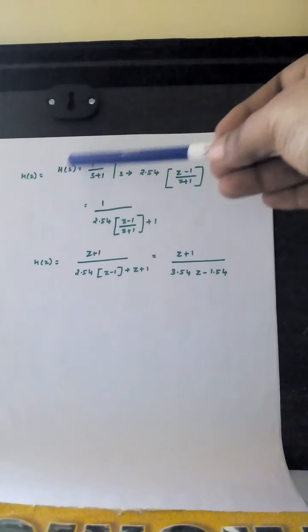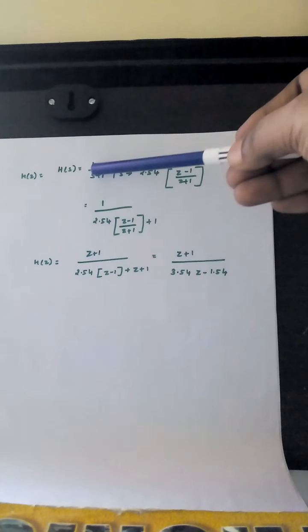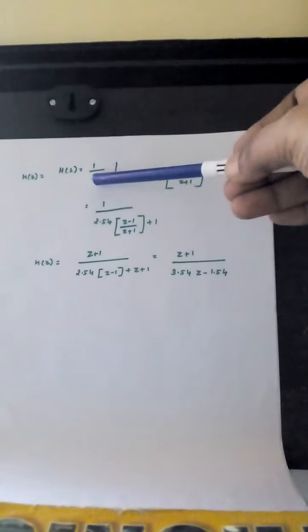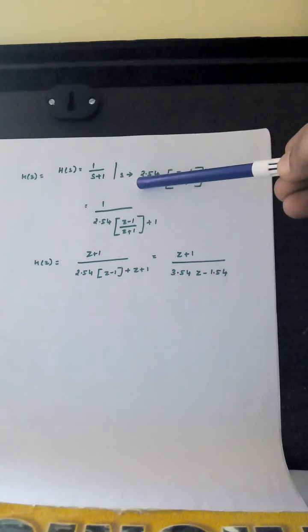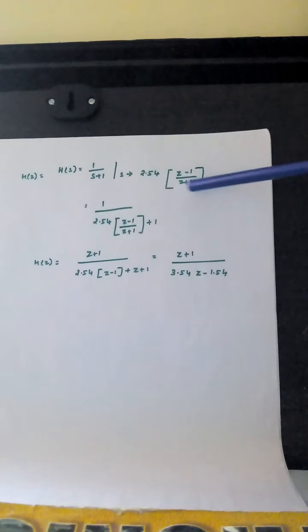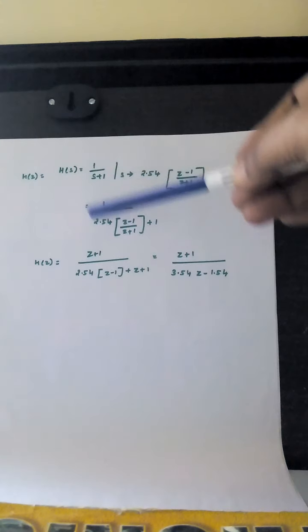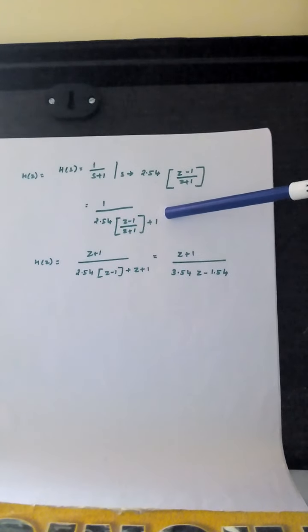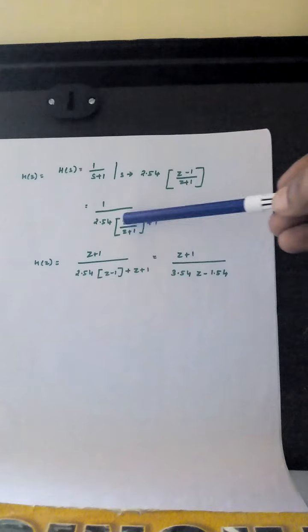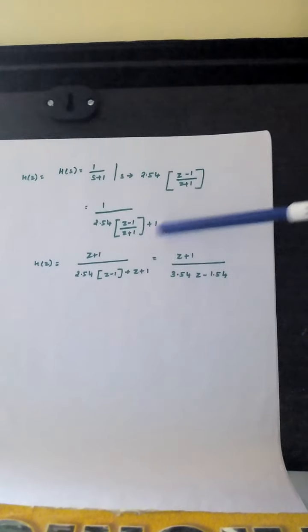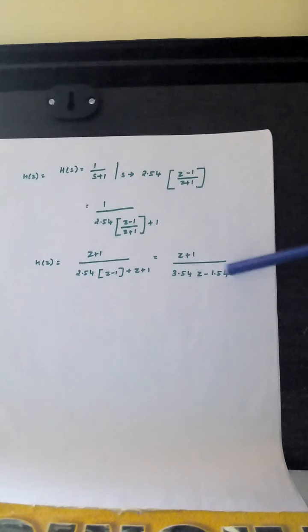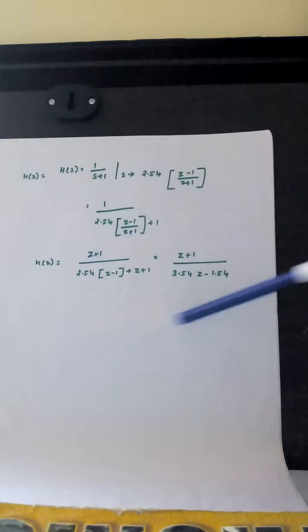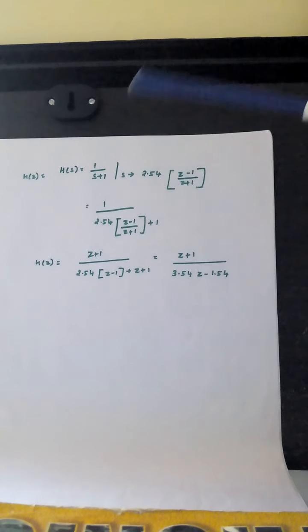So here our transfer function is H of s equal to 1 divided by s plus 1, where s will be replaced by 2.54 into z minus 1 divided by z plus 1. If s is replaced by this term and you are cross multiplying, we'll get 2.54 into z minus 1 plus z plus 1. Divided by z plus 1, if you are bringing it to the numerator, z plus 1 divided by 3.54 into z minus 1.54. So this is your H of z. We are converting this H of s into H of z by using the bilinear transformation.